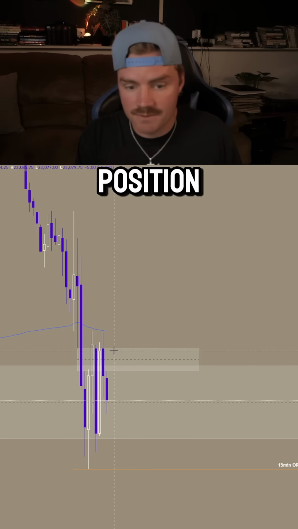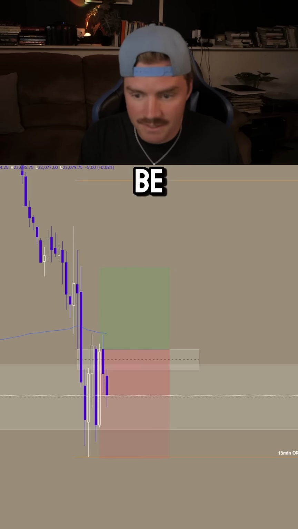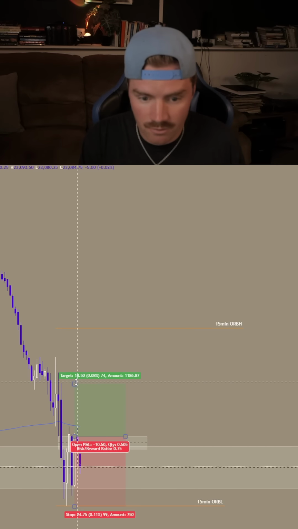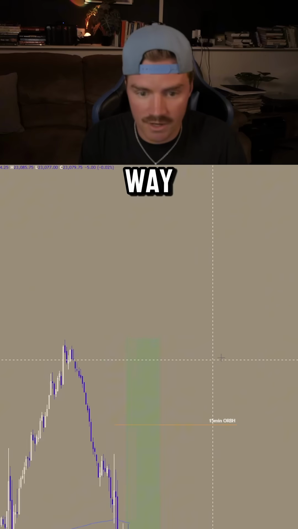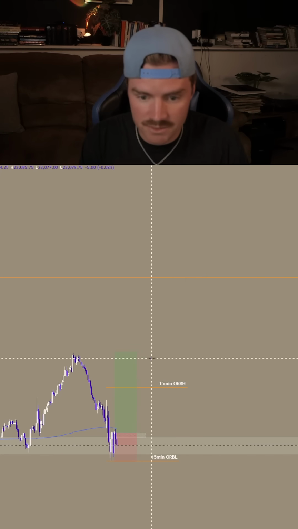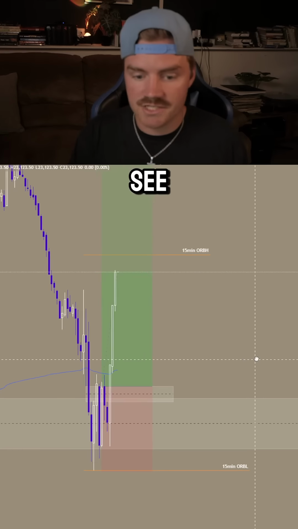So I'm going to grab my long position tool, put it at the top of that fair value gap, keep my stop beneath the lows, and then I'm going to be targeting buy side liquidity. One right here at the ORB high, you can target the internal highs all the way here, but ultimately we want to see this one come all the way up to that 4-hour external swing high. So let's just watch and see how this one plays out.